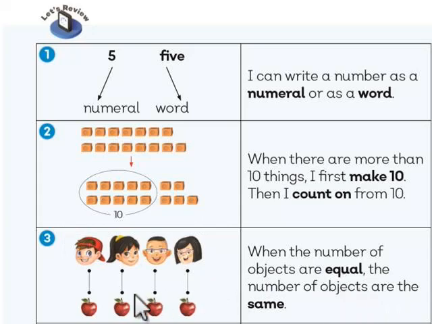Okay, if the objects are the same, the numbers are the same too. Okay, we have 1, 2, 3, 4 children. Then I have here 4 apples. So there are equal numbers of objects.